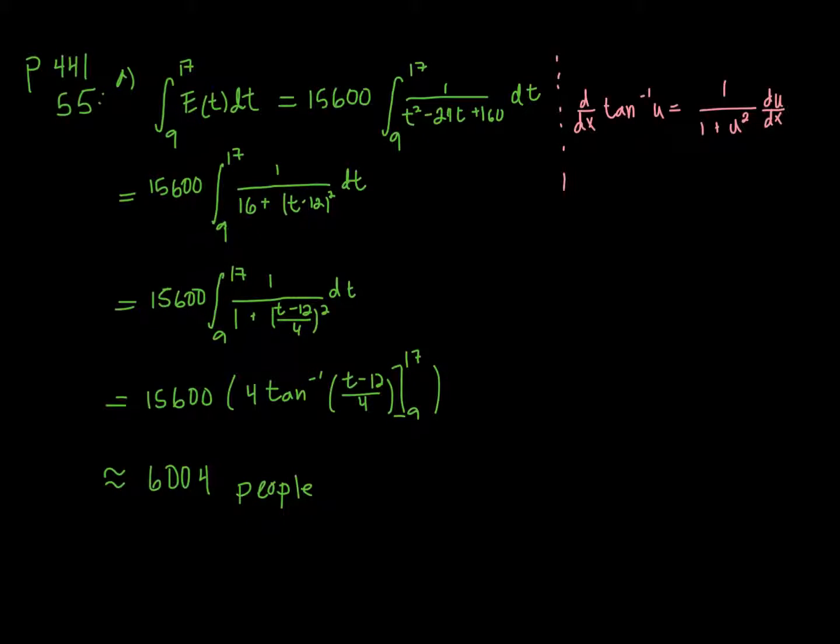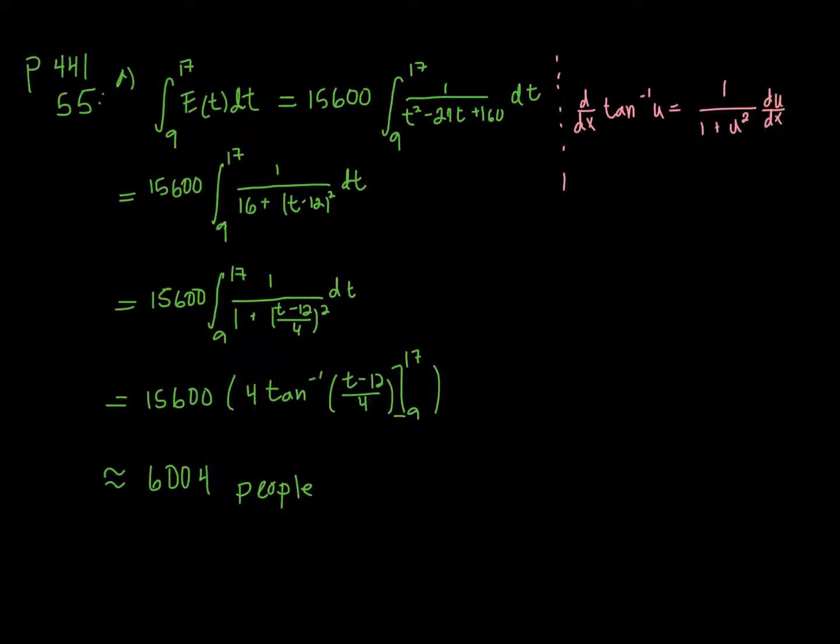All right, here we are with number 55 on page 441. This one is rather tricky once you actually try to do the integral, so I'll go over this one a little bit. I want to find out the total number of people that have entered the park by 5 p.m. or when t is equal to 17. And so that will be the definite integral from 9 to 17 of the rate at which people are entering, e of t dt. So I can factor out the 15,600, and then I have 1 over t squared minus 24t plus 160. So I need to find the antiderivative of this function here, and this is rather tricky.